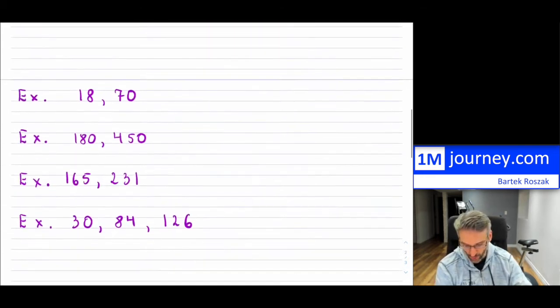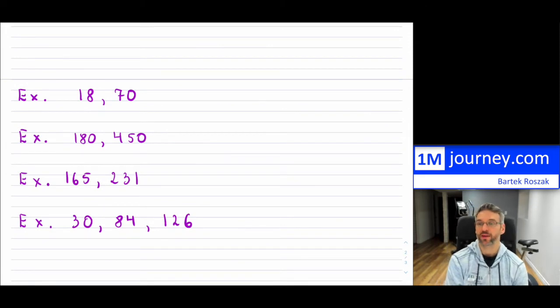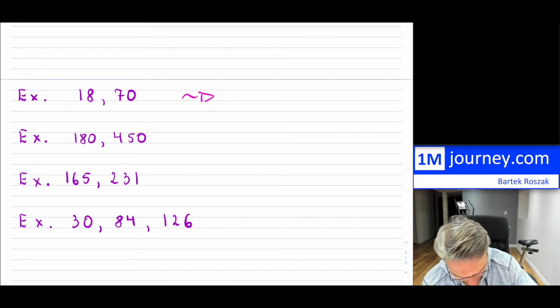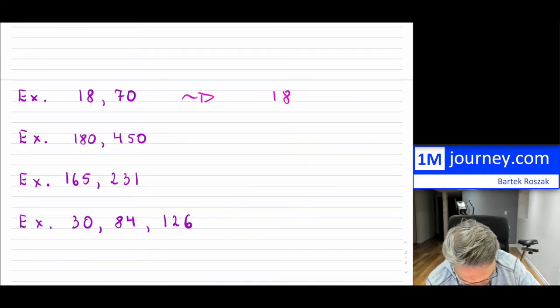So here are 4 examples. There are 2 numbers. Again, you always need at least 2 to find a common factor because you want to find a factor that goes into both numbers. But it doesn't have to be just 2 numbers. It can be 3 numbers, as I have in the 4th example. And I'll show you that the process is the same. So within here, I have 2 numbers.